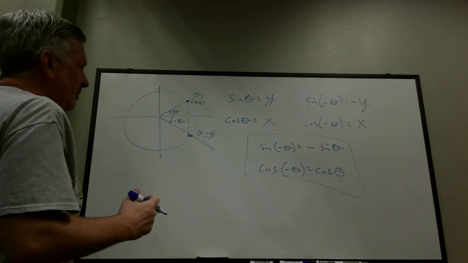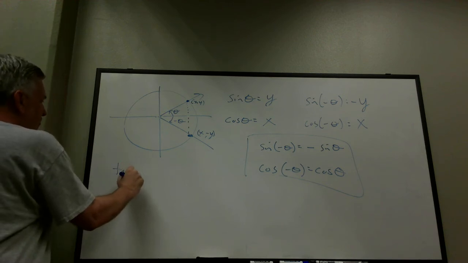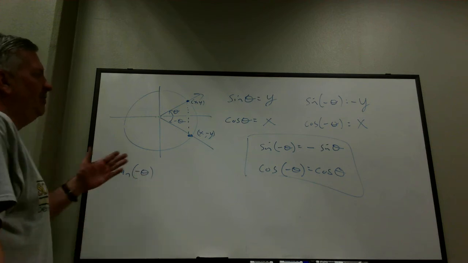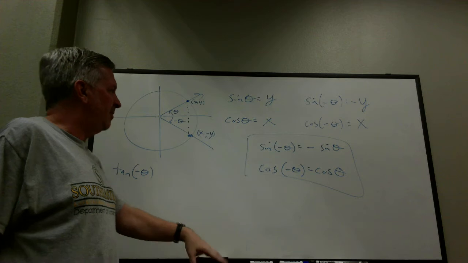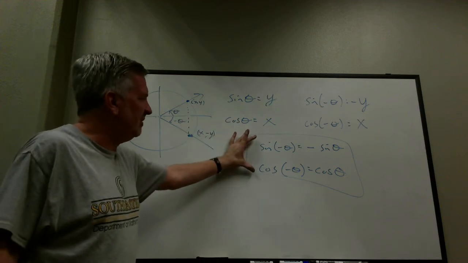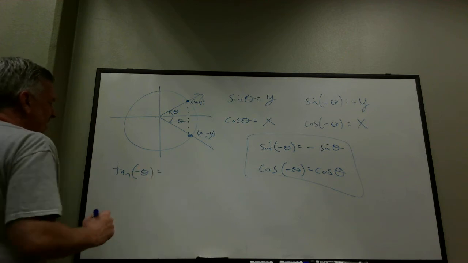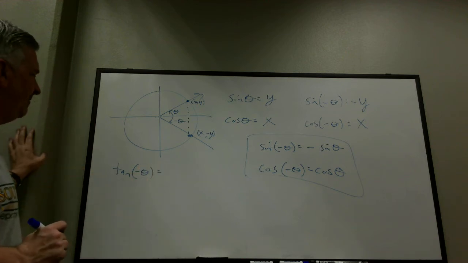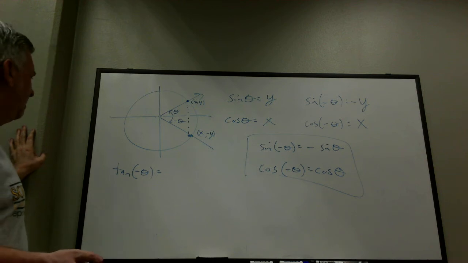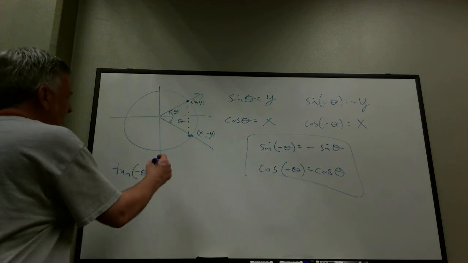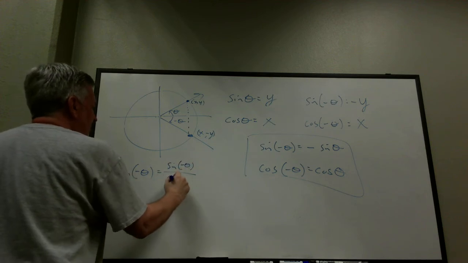Okay, well, for example, let's look at tangent. So I'm interested in tan of negative theta. Now, I could have done tangent here and gotten the result just like we did here, but I'm trying to emphasize the fact that once you know sine and cosine, you can get the other four trig functions. So what was the definition? Well, we know that tangent of an angle is sine of the angle over cosine of the angle.